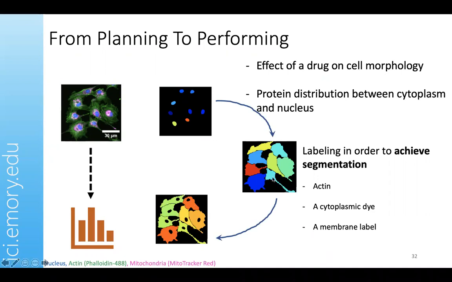And it's really important when you are planning your experiment to incorporate labels such as actin or a cytoplasmic dye or some kind of a cell membrane label, because all the tools that we will be looking at rely on these labels to achieve segmentation, okay? So that's the first important step when you're planning an experiment.